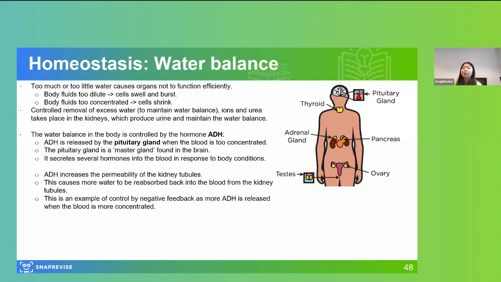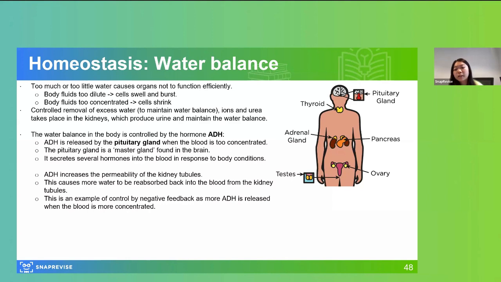The one I really want to talk about is homeostasis, water balance, because this one is the one that students get confused with a lot and because it's so complex. So I'm going to try and break this down as slowly for you as I can. So with water balance, if there is too much or too little water in your body, this can cause your organs to not function very properly. That's why our body needs to be able to coordinate the level of water in our body.